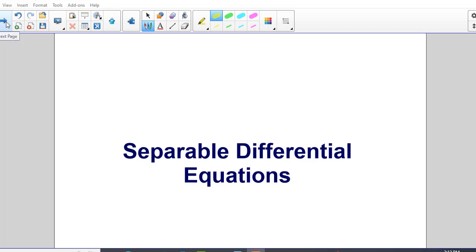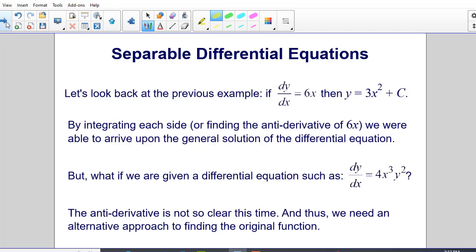Separable differential equations. Let's look back at a previous example. If dy/dx is equal to 6x, then y is equal to 3x squared plus c. By integrating each side, or finding the antiderivative of 6x, we are able to arrive upon the general solution of the differential equation.